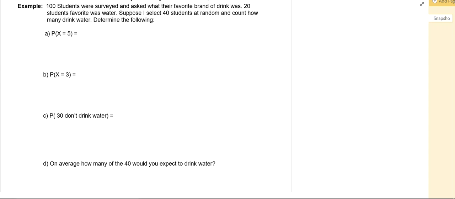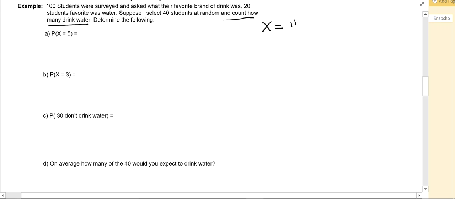All right, anyway, looking at this problem here, identification. I'm counting how many are doing something, correct? There are two things that can happen here. They either drink water or they don't drink water, right? So the first thing I'm going to do is state what I'm counting. The number that drink water. Got it?